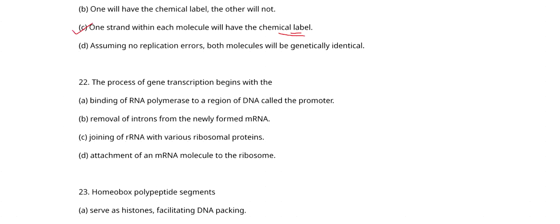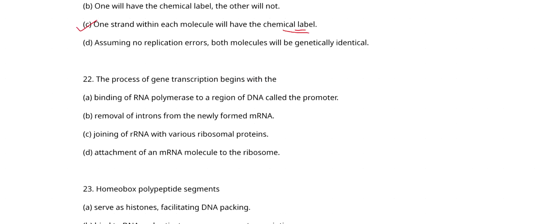The process of gene transcription begins with: option A, binding of RNA polymerase to a region of DNA called the promoter; B, removal of introns from the nucleus; C, joining rRNA with various hydrogen; and D, attachment with mRNA. So our answer will be A, that is binding of RNA polymerase to a region of DNA called the promoter.